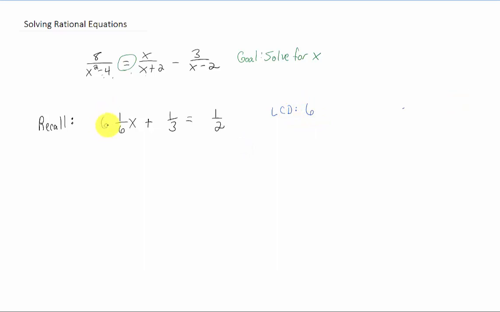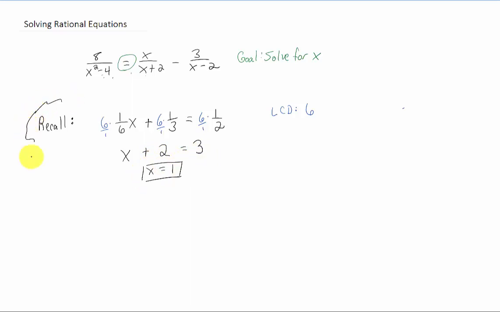If we multiply every single term by 6, if it helps, you can think of 6 as 6 over 1. In the first term, the 6's cancel and you're just left with an x. In the second term, we're left with 6 over 3, which is just 2. And on the right side of the equation, we're left with 6 over 2, which is just 3. And now you'll see that by multiplying by this least common denominator of 6, we've gotten rid of all of our denominators, and we're left with a much simpler equation to solve. In this case, of course, we subtract 2 from both sides, and we get x equals 1.